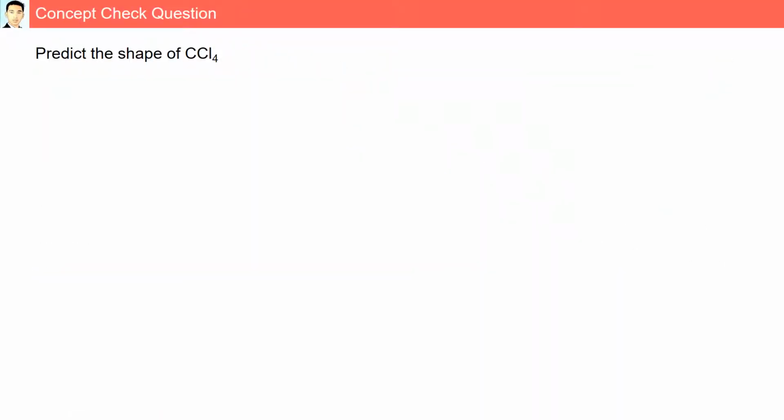Concept check question. Predict the shape of CCl4, carbon tetrachloride. Please pause the video at this time and work this question. Step 1. Draw the Lewis electron dot structure.